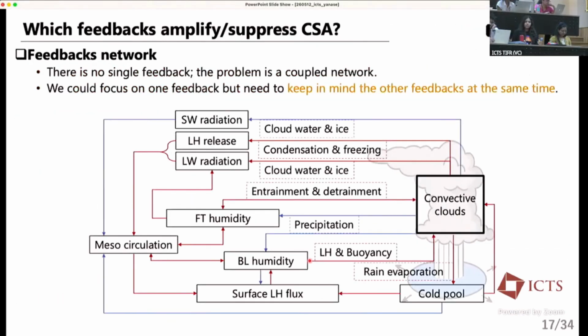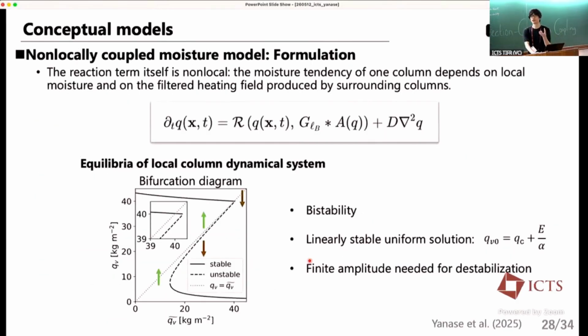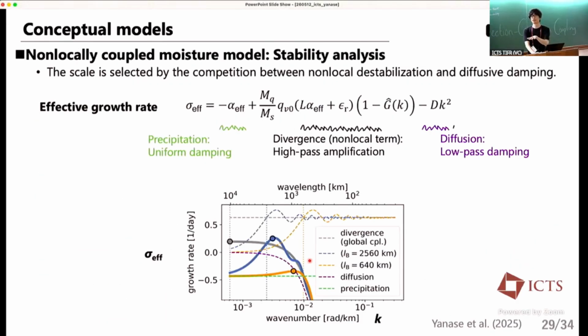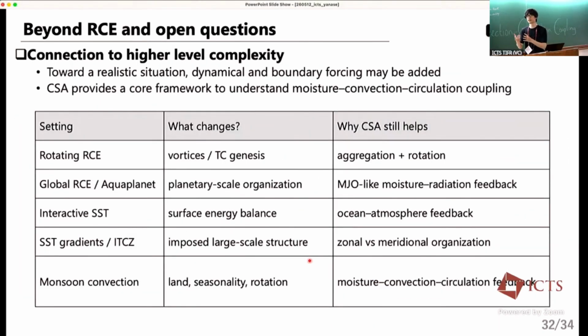rotation effect, but many studies do include it. For example, doing the RCE simulation on an f-plane creates a tropical cyclone-like vortex. Maybe it is related to self-aggregation. Some literature argues that first it aggregates like in the non-rotating RCE, but when it grows, it feels more large-scale dynamical forcing, and after that it produces a rotating vortex like a TC. So maybe there is some connection.